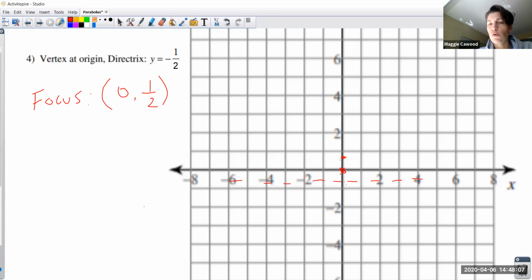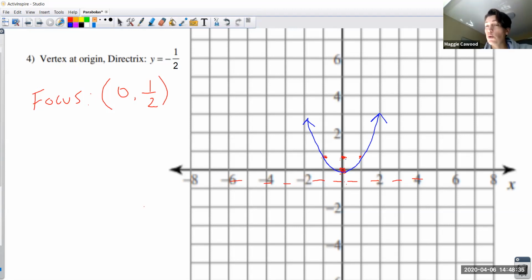So I'm going to go twice p to the right, up at the focus, and twice p to the left. So 1 to the right, 1 to the left, and then I can go through the endpoints of that latus rectum and through the vertex. The focus should be inside the parabola. All right, so that would be my graph.